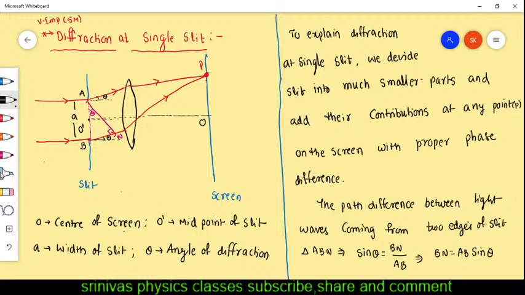What is AB here? AB is the slit width. I am going to rub the right side. I will explain each and every point then. Okay, right. You listen very carefully.